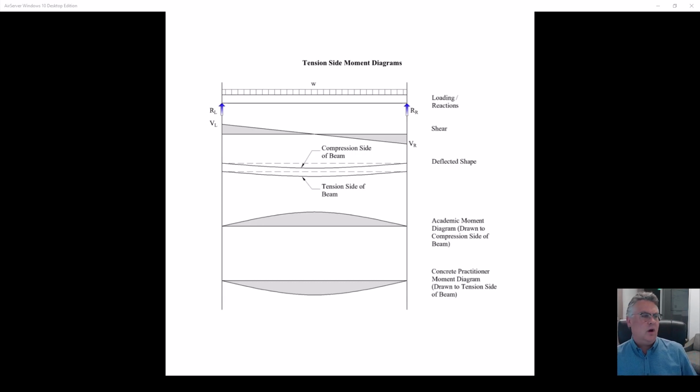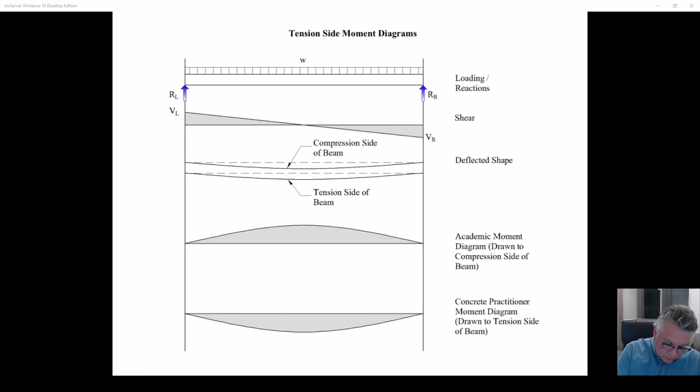So we are going to draw all of our moment diagrams on the tension side. If this is not familiar to you, you're probably going to want to study this. The academic, I think we all can agree that a load gets applied. We agree the reaction goes up if the load's going down. So we follow the shear diagram. That reaction is the shear at the left end. The gradient is the load. If this is 5 kips per foot, then this is going down by 5 kips every foot.